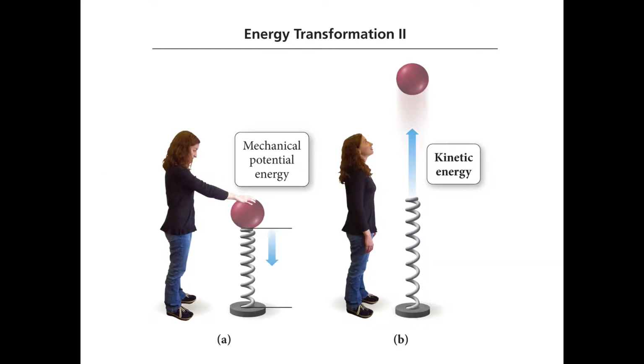Okay, so another energy transformation might be a mechanical potential energy, right? So this is potential energy because the ball is held down on a spring, and that is due to its position or its composition. The ball has got some energy due to its position or composition, and then when you let go, it makes motion, right? So that's kinetic energy.